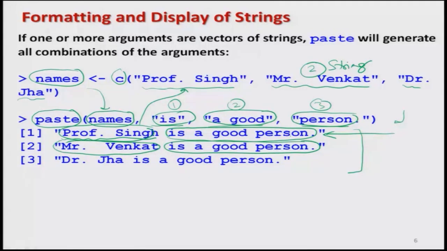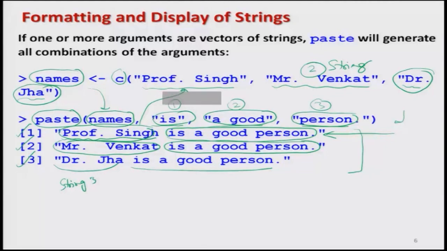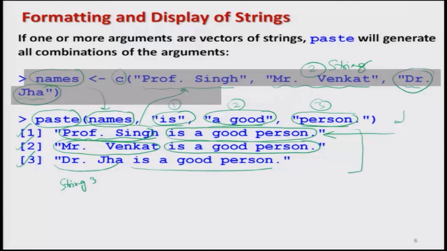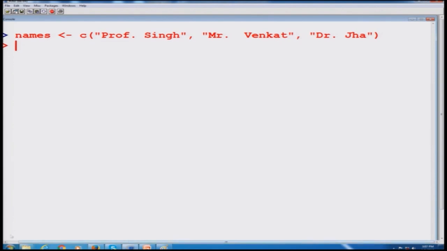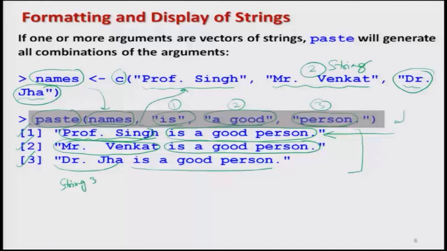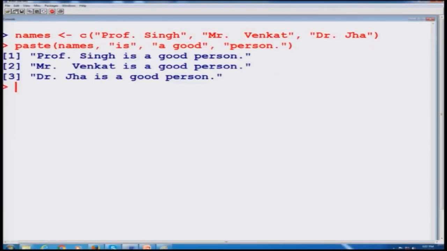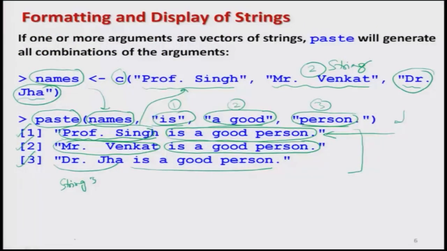Then in the next step, the control of R goes to the third string, which is Dr. Jha. Dr. Jha is my string number 3. It goes to the third element in my vector names and picks up Dr. Jha, and then picks up "is a good person" from the given string. So you can see here, we have got outcomes 1, 2, and 3. Similarly, if you have more, you can do it yourself. So now let us try this example on the R console. I create a vector names, and then I use my paste function. And you can see here we get this outcome. Now we come back to our slides and try to make this example a little more useful.